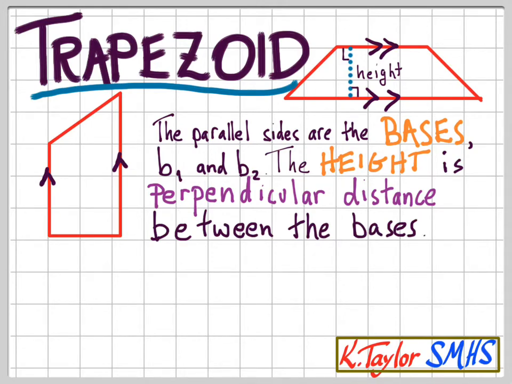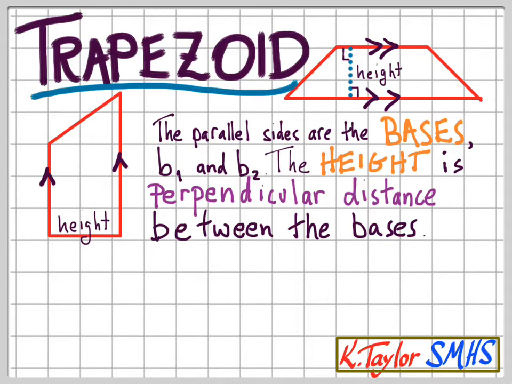I even wrote it in purple there for perpendicular. Anyway, on that one right up there above the writing, you see the height is going up and down, but it could go right to left. It just has to be perpendicular to the parallel sides.